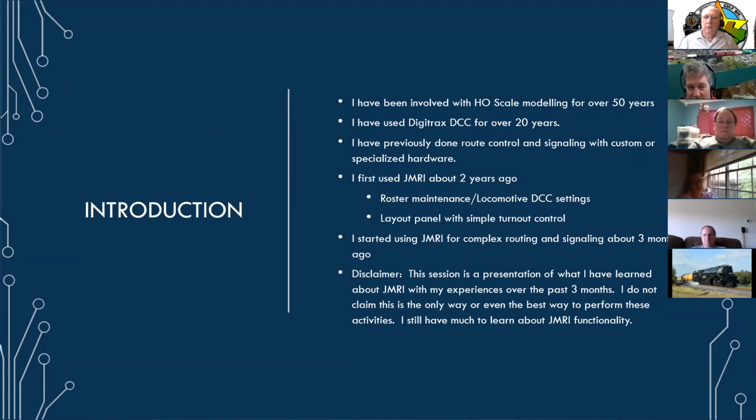My previous layout was designed to have direct current zones, like we knew in the past, and right in the construction stage it moved over to DCC. I've done route control and signaling with custom or specialized hardware, the old transistor arrays for the twin coil switch machines, that type of thing. And I first started using JMRI about 2 years ago.